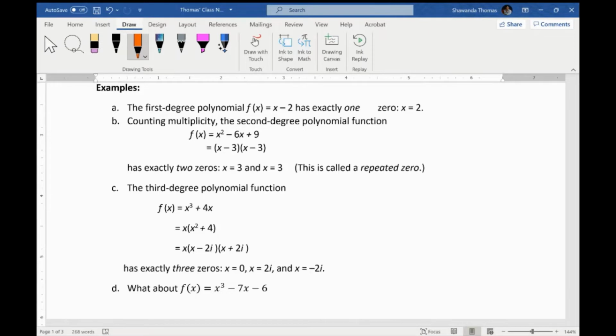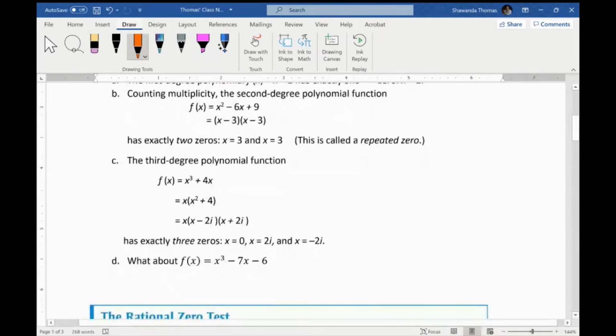X equals 2. How did they get the zero? How do we find zeros? You set it to 0, and then you would do plus 2 on both sides. Yes, great. You set the function to 0 and you solve for x. Very nice. Let's look at B.